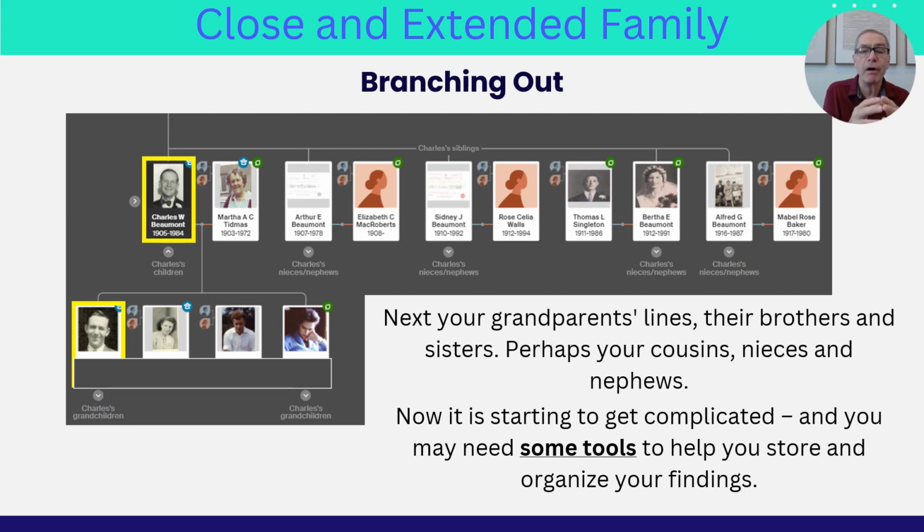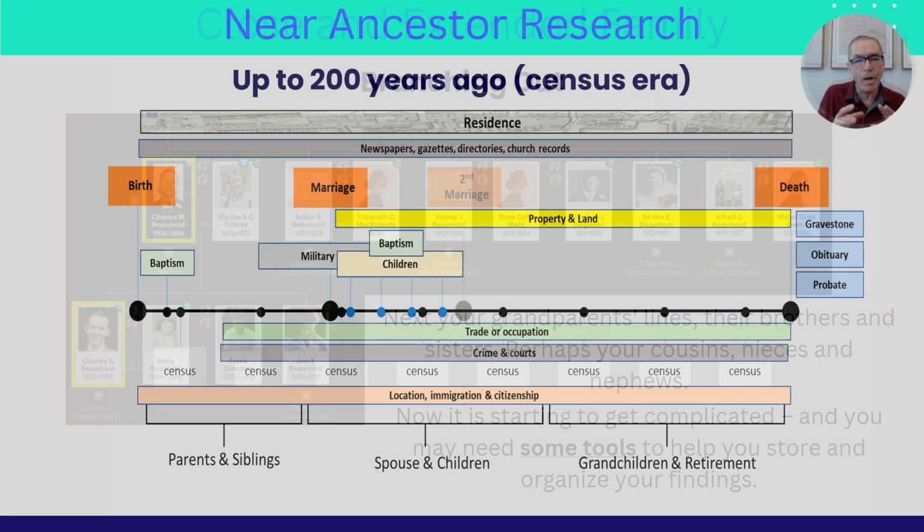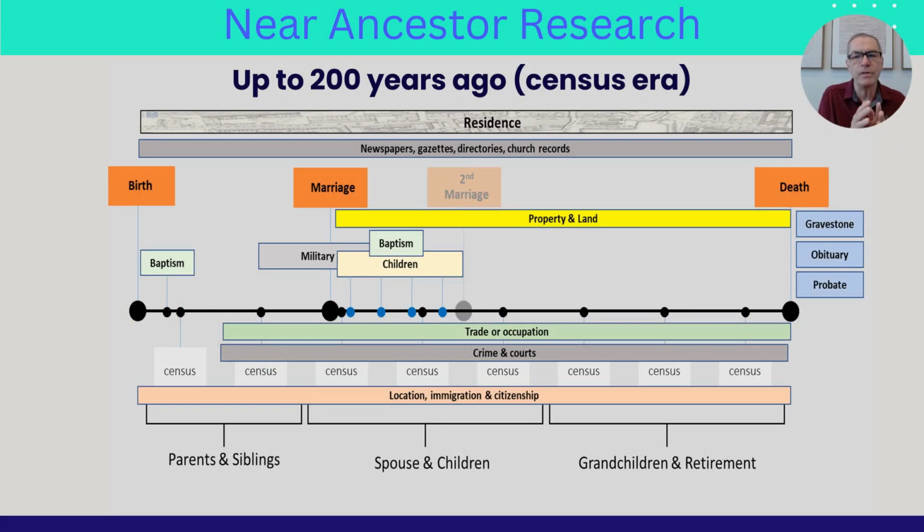So now we have our family, the people we know, our extended family, our immediate family. We've laid a foundation. And now we'll get to doing the research that most people really want to get to grips with. The first part of research will be our near ancestors, and our near ancestors is what I like to call people within the census era.